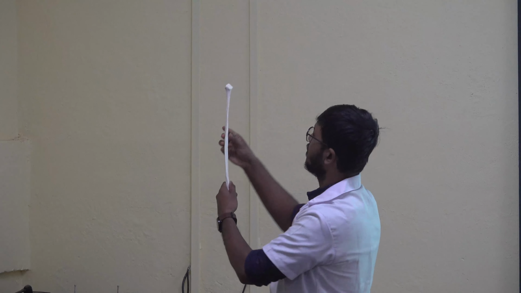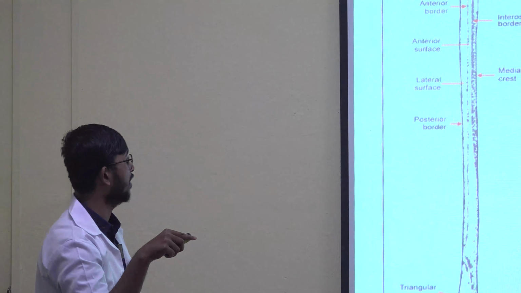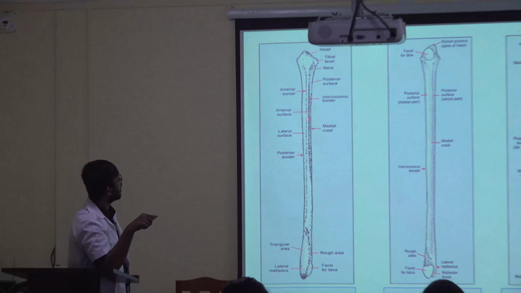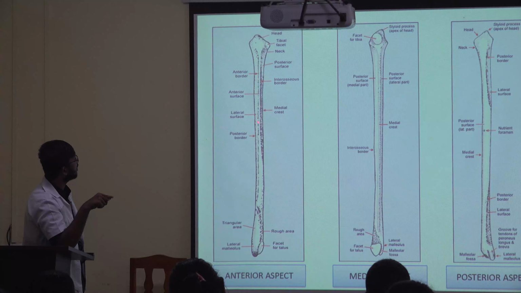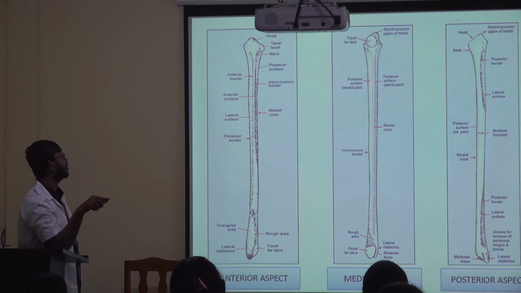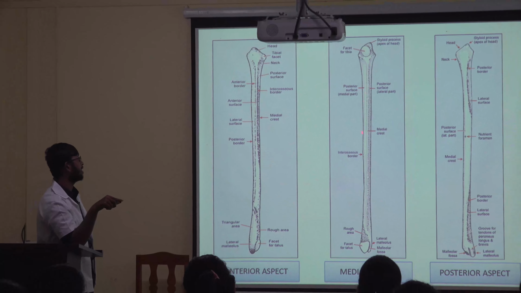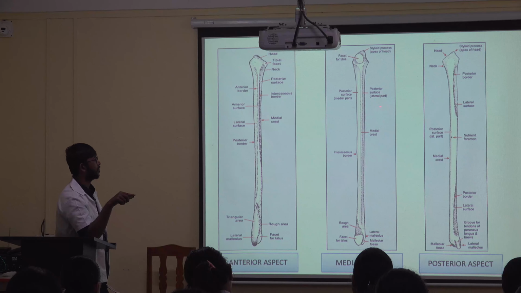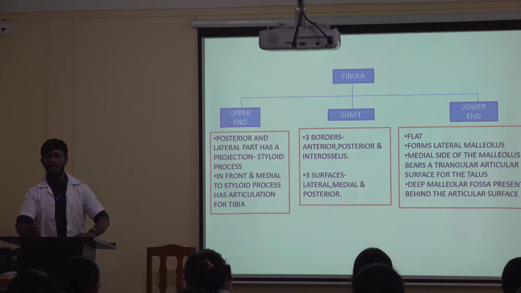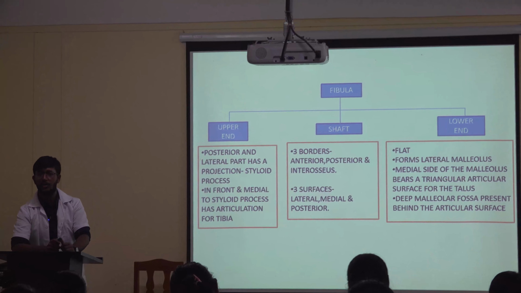Okay, and just posteriorly we are having the posterior surface, which is the main surface of the whole fibula. So this is the medial surface, this one is the lateral surface, and posteriorly we are having the posterior surface divided by the medial crest into medial posterior surface and lateral posterior surface. So the fibula has three parts: upper end, shaft and lower end.